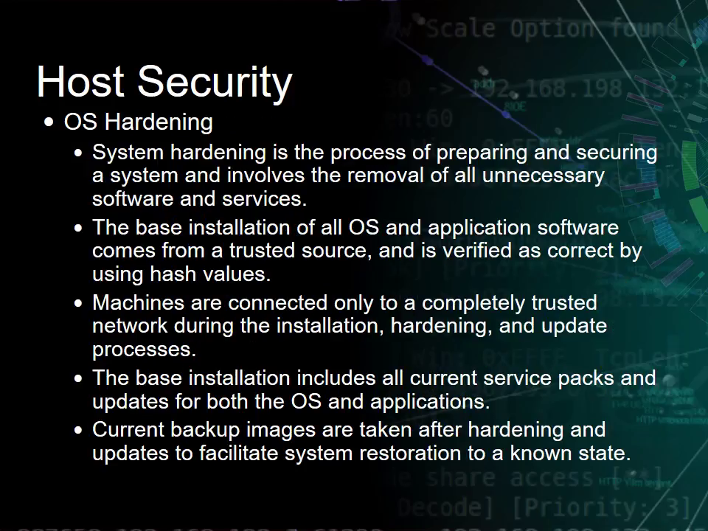So once again, going back to OS hardening, system hardening is the process of preparing and securing the system, and it involves the removal of all unnecessary software and services. So if you don't need Telnet, turn it off. The base installation of all operating systems and application software comes from a trusted source, and it is verified as correct by using hash values. Machines are connected only to a completely trusted network during the installation, hardening, and update processes. The base installation includes all current service packs and updates for both the OS and any applications that are pre-installed. And then current backup images are taken after hardening and updates to facilitate system restoration to a known state.